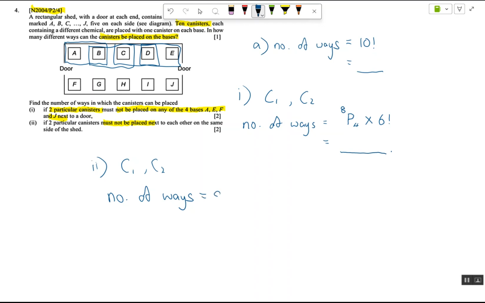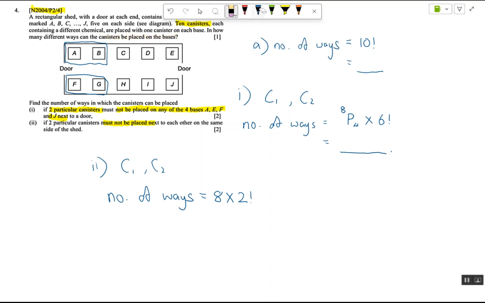So there will be 8 ways of moving C1 and C2, because C1 and C2 can also be here, 1, 2, 3, and 4. So there are a total of 4 ways on each side to move C1 and C2 together if they are placed side by side. C1 and C2 can also switch place. If I put C2 first and C1 second, that would be a totally different way. So I multiply it by 2, because C1 and C2 can change place. By right, it's called 2 factorial. That is for C1 and C2 to switch place.